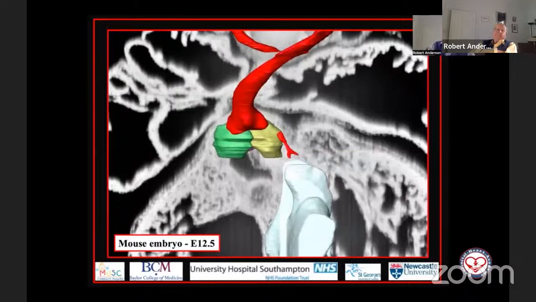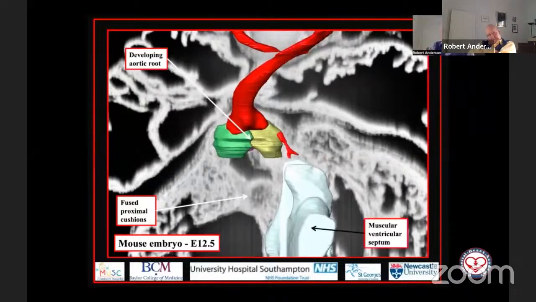So it's a mouse embryo during embryonic day 12.5, and I'm showing you the stage at which the embryo has built this shelf by fusing together the proximal outflow cushions. There is the aortic root, and what I want you to do is to look at its relationship relative to the developing apical muscular septum.